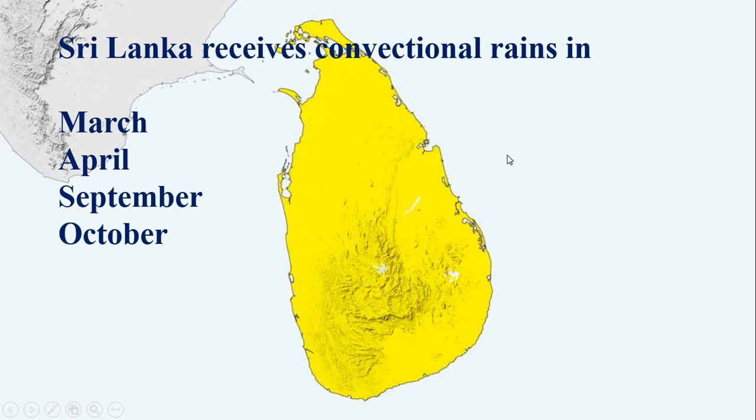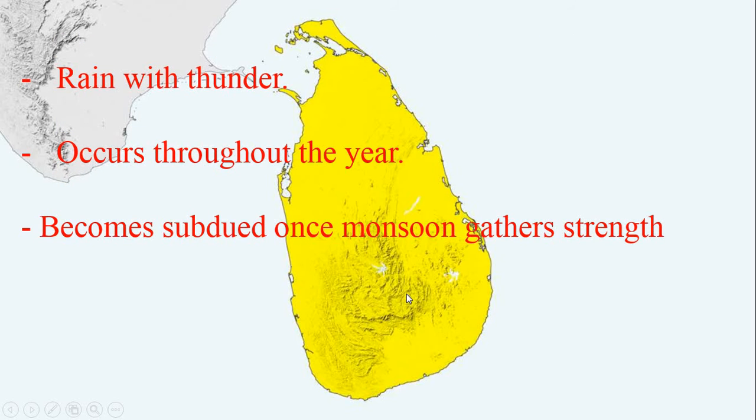Sri Lanka receives convectional rain in March, April, September and October. When do we receive convectional rains? In March, April, September and October. Right. Here, these features can be seen during the convectional rain. Rain with thunder. We can experience rain with thunder.